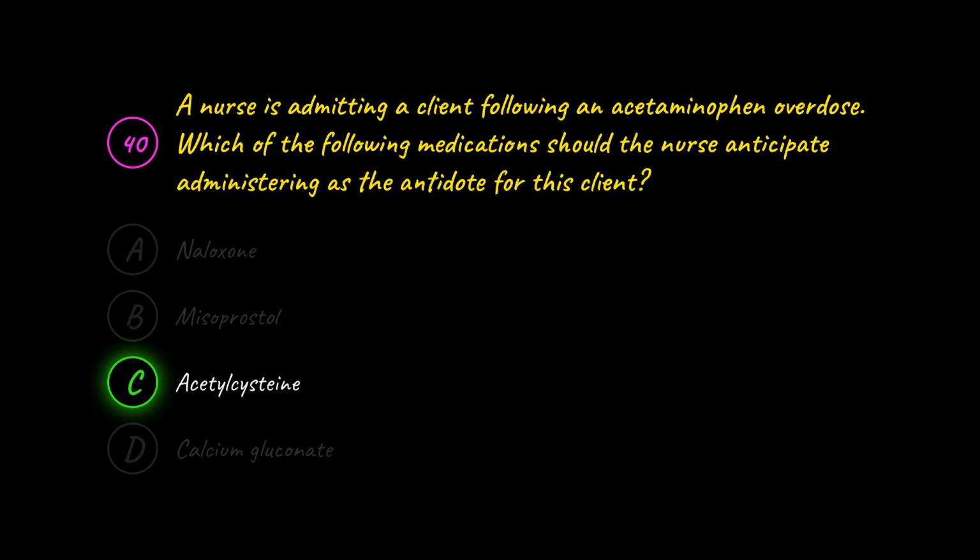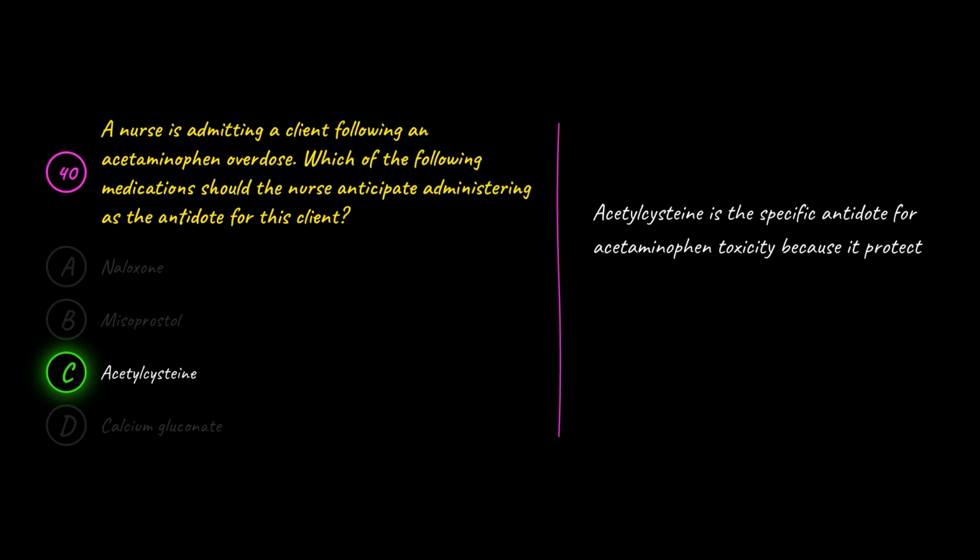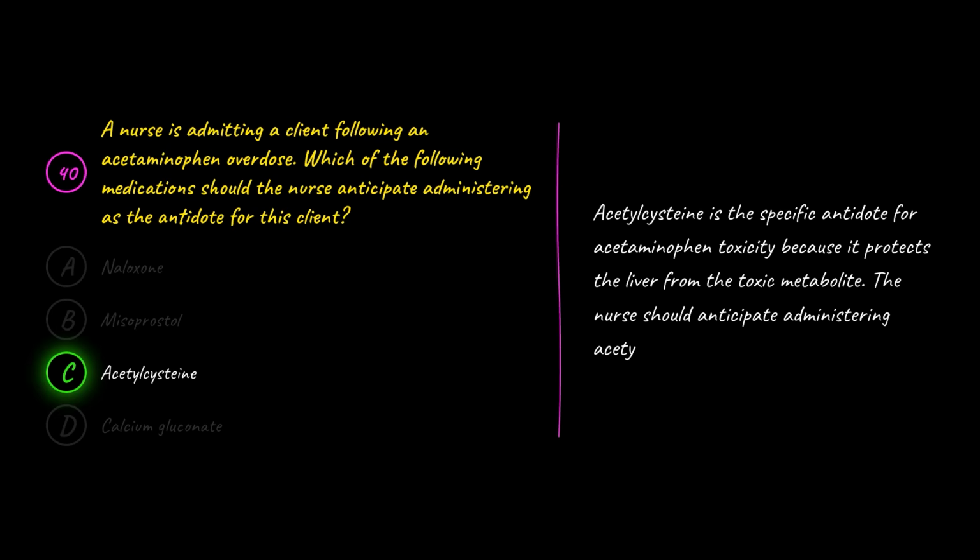The correct answer is C. Acetylcysteine. C is correct because acetylcysteine is the specific antidote for acetaminophen toxicity because it protects the liver from the toxic metabolite. The nurse should anticipate administering acetylcysteine to a client who has overdosed on acetaminophen to limit hepatic injury.